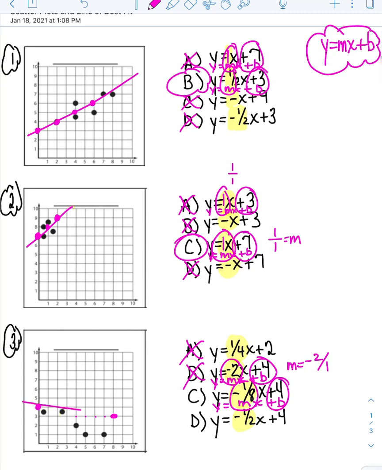Look at that. If I connect those two dots, does that look like it matches up with the scatter plots? No. So that's not a very good fit. So by elimination, our choice is going to be D. But let's look at what that looks like.